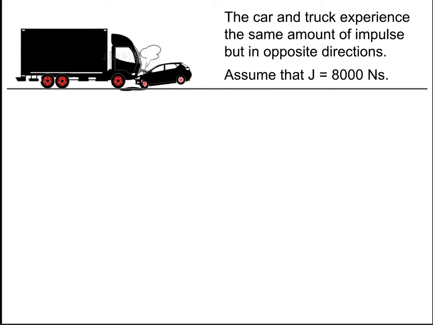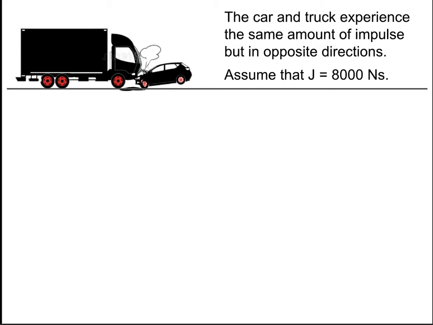Let's apply the same idea to a collision. Okay, so we've got a truck and we've got a car ramming into each other. We'll use some typical values as we go. We'll assume the car has a mass of 500 kilograms. The truck is much bigger at 2,000 kilograms. Okay, so we'll see these numbers in a little bit here. But let's say that the impulse is 8,000 newton seconds.